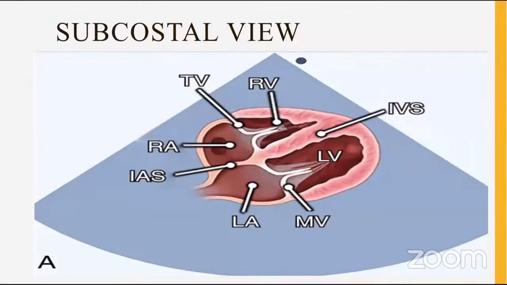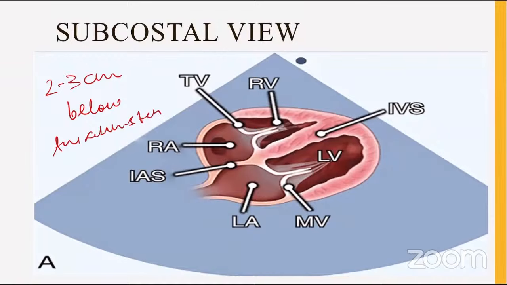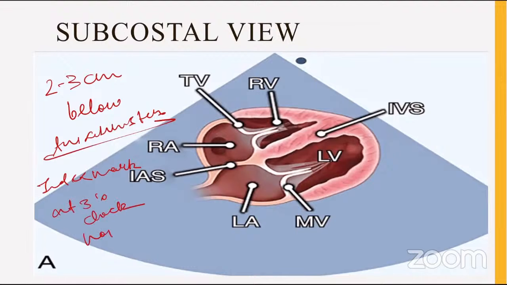Then the last view that we have is subcostal view. Subcostal view is: put the probe 2 to 3 centimeter below the xiphisternum with index mark at 3 o'clock position. Then we have this subcostal view.